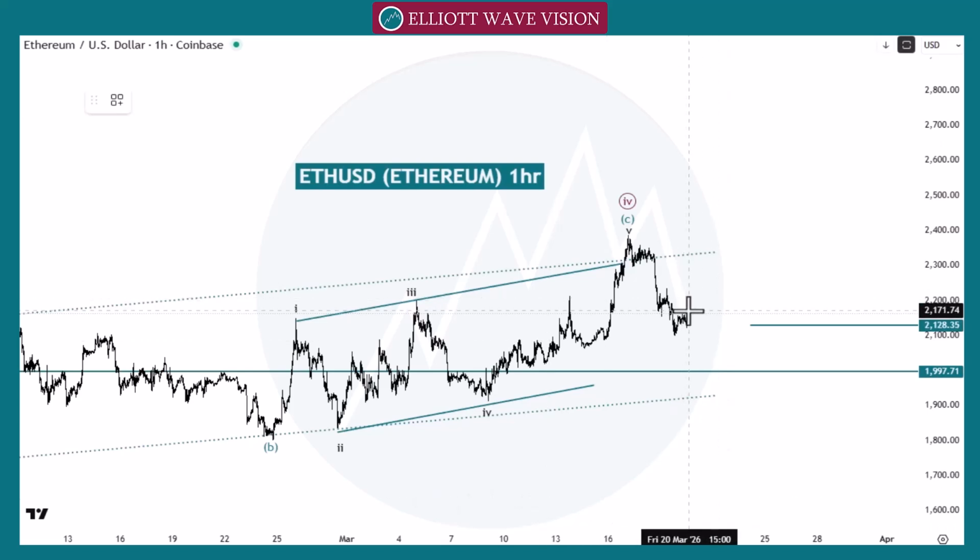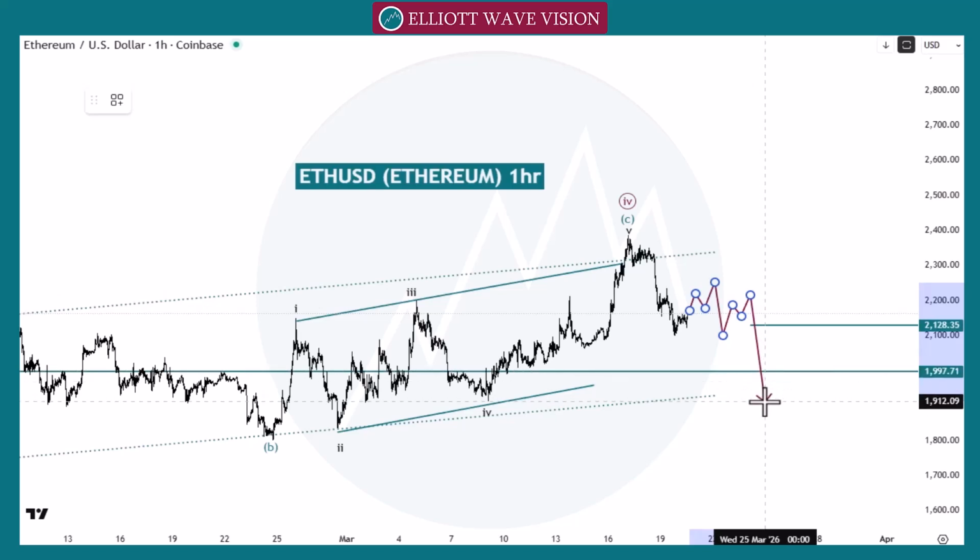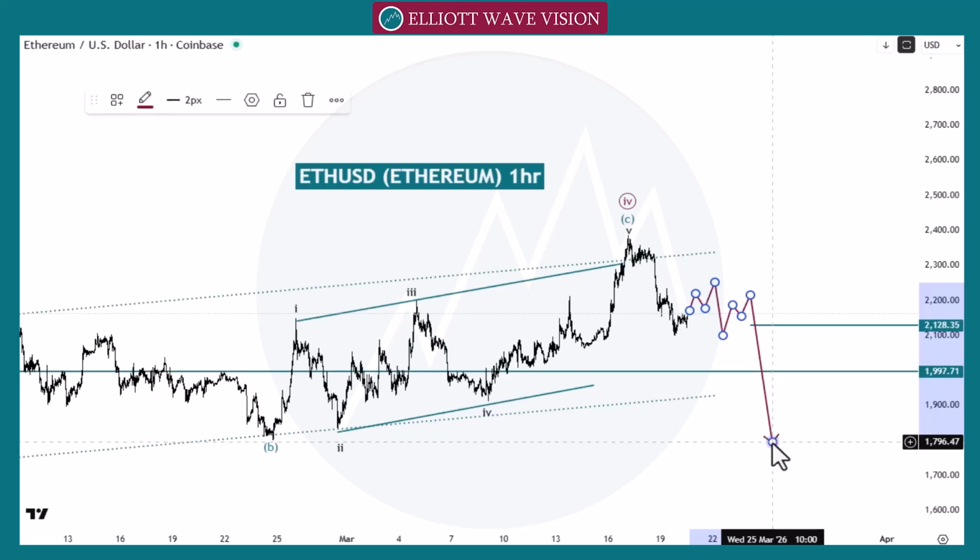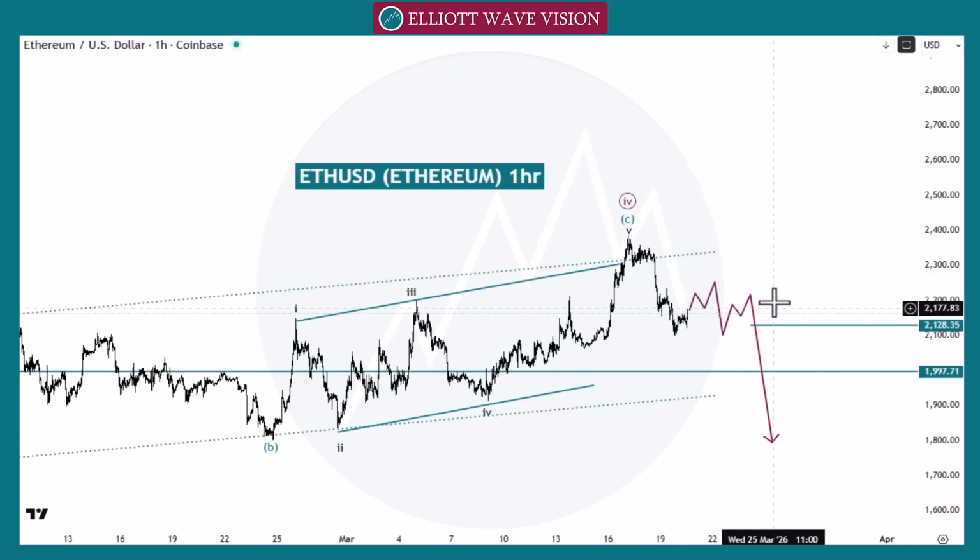We need to wait for this correction to complete. Then next impulsive move, then A, B, and C to go towards the 2000. If 2000 gives us the classic trading level pattern, then we will go towards the 1900 and then 1800, step by step. So now we need to wait for this pattern to go towards the bearish side, the complete pattern.